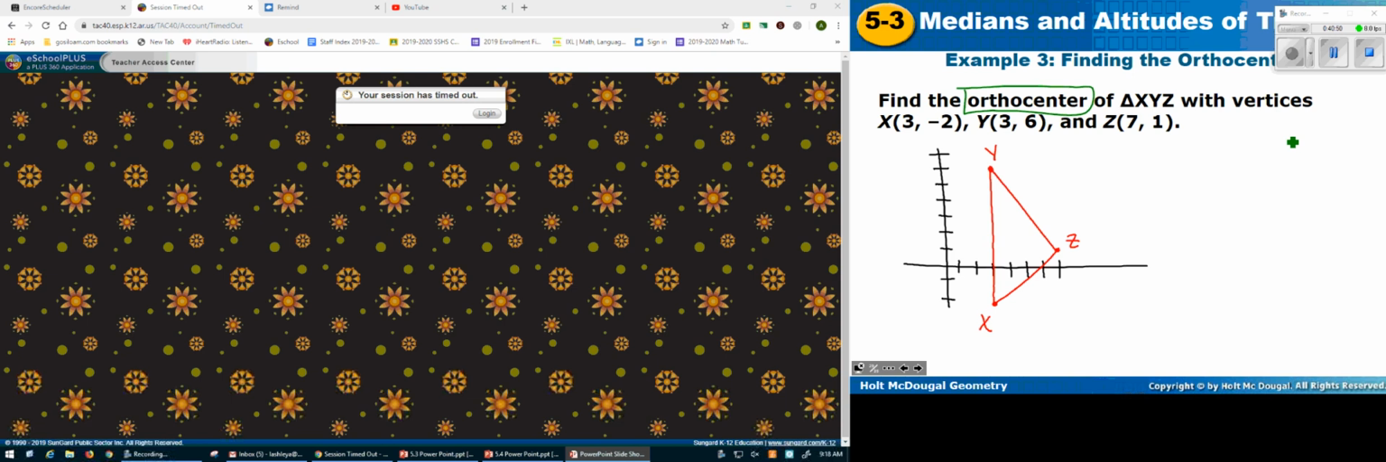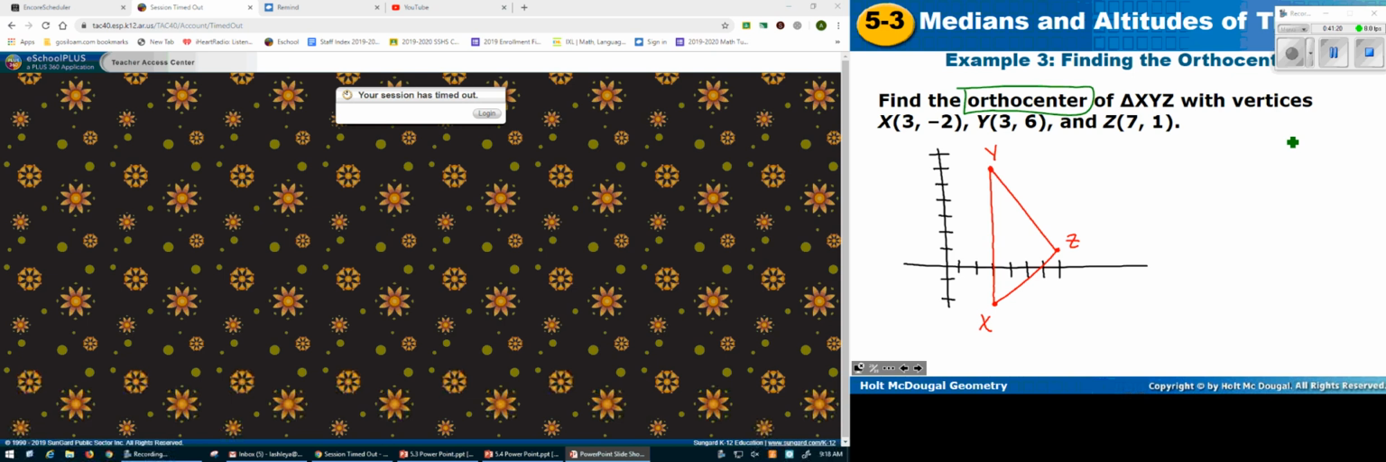From the vertex. Careful, not bisector, but perpendicular. So it does not split it into two congruent parts, but it does make a right angle. So it has to be perpendicular. How many altitudes do we need to draw to find the orthocenter? 2. You could draw 3, but you don't really need that third one. As soon as 2 lines have intersected, you know the third one's going to go right through that same point. So you just need 2, even though there are 3 altitudes.